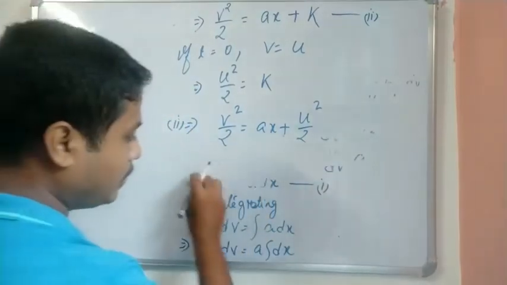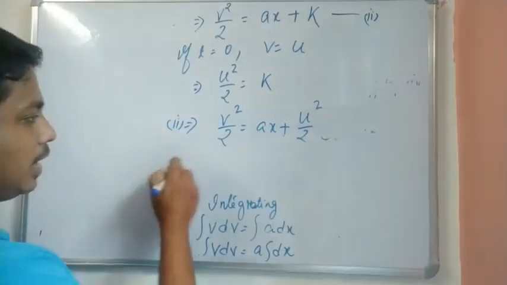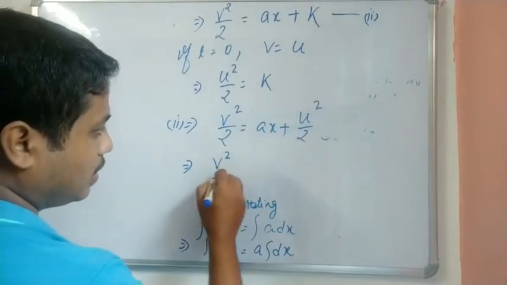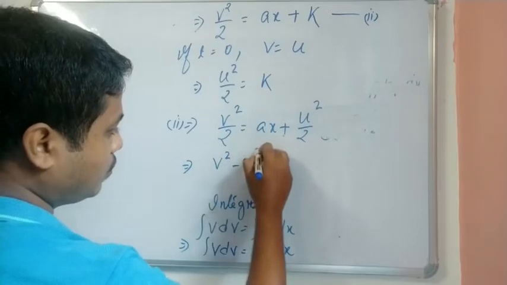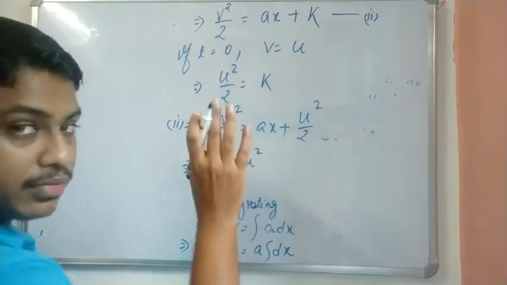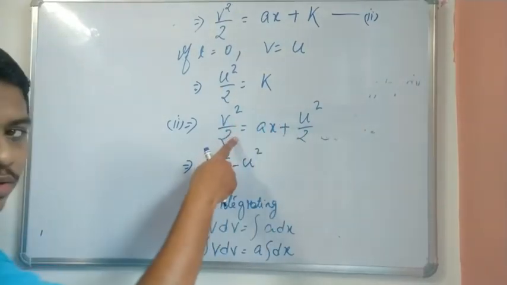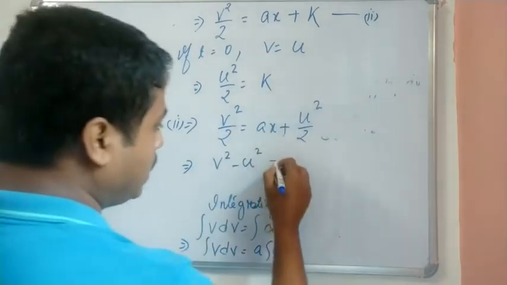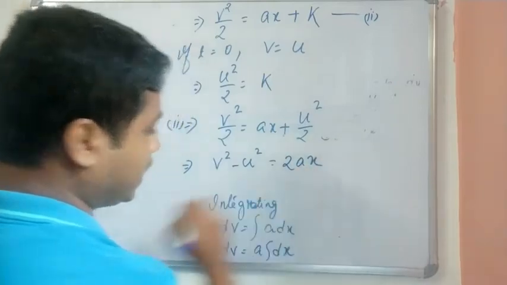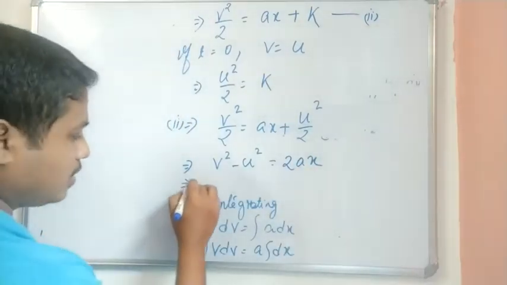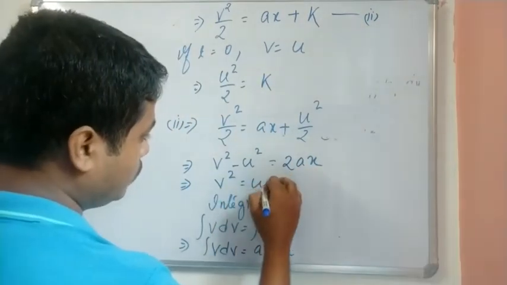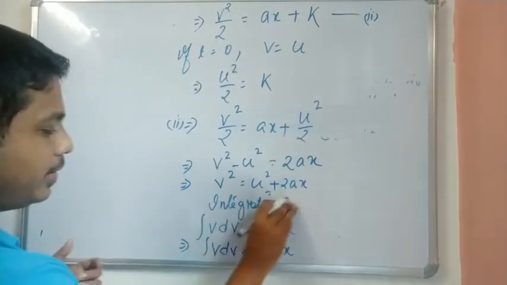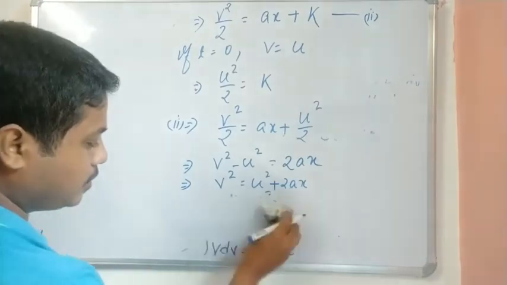Now if I simplify more, I'll be getting v square minus u square, and this 2 I can put on that side. I have skipped one step. I have put this u on this side, so it will be minus u square by 2, then I can cross multiply 2, so it will be 2ax. So the formula is v square equals u square plus 2ax. So this is the third equation of motion.